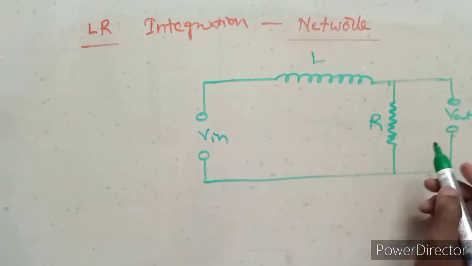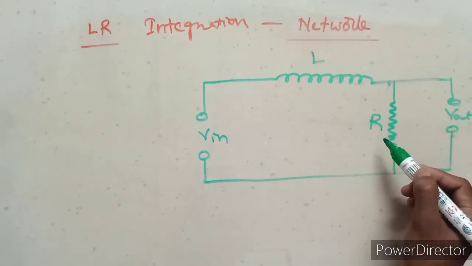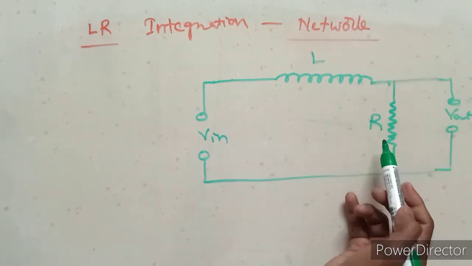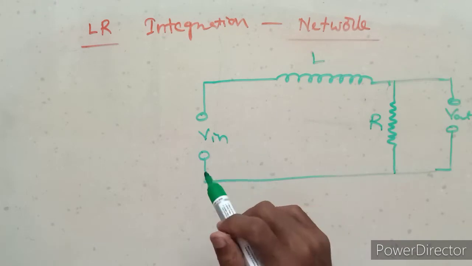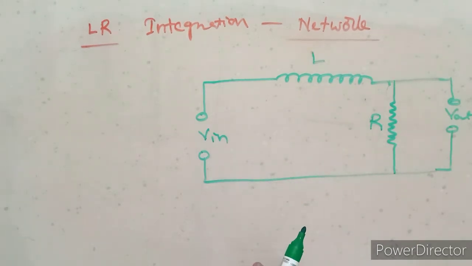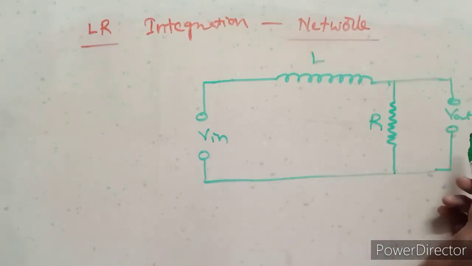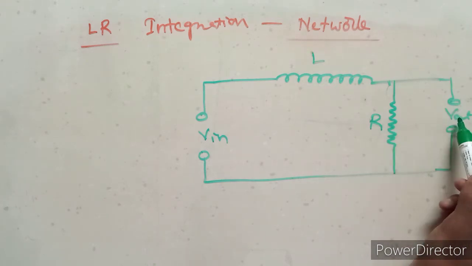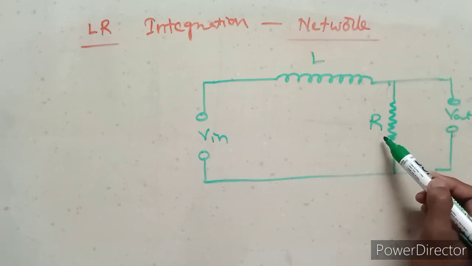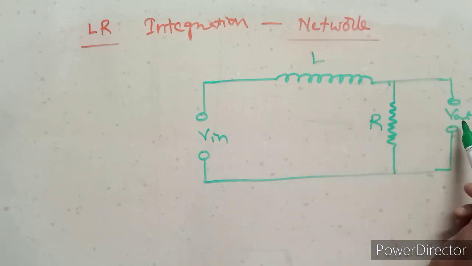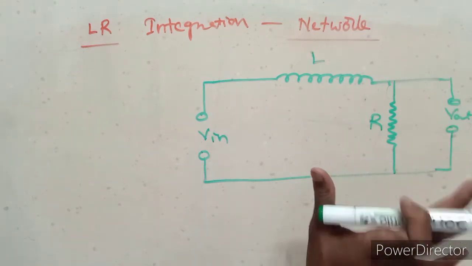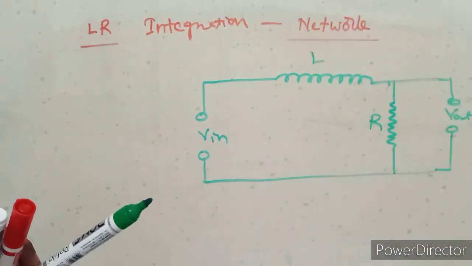In the differentiation network, the output voltage is across L. So integration and differentiation circuits interchange L and R. You must remember: output voltage across resistance is called the integration network. Output voltage across inductance is the differentiation network.